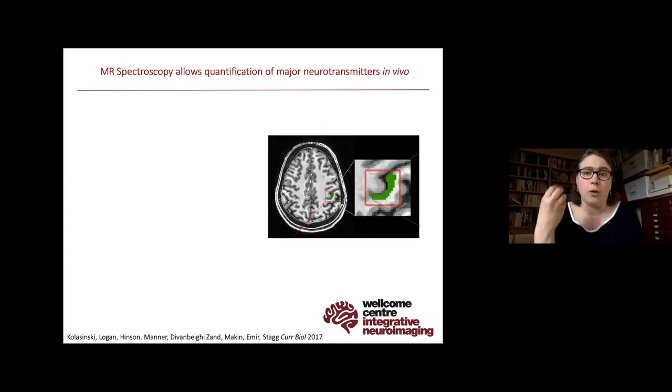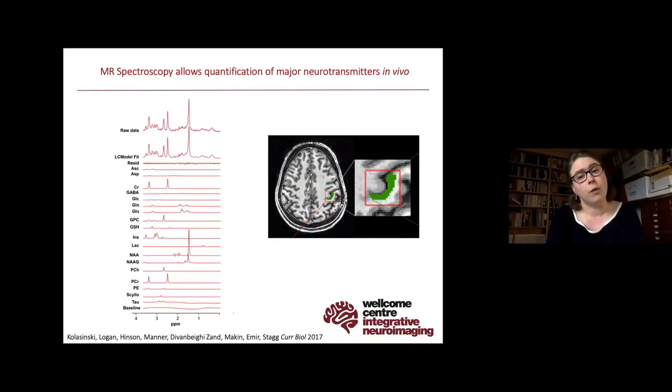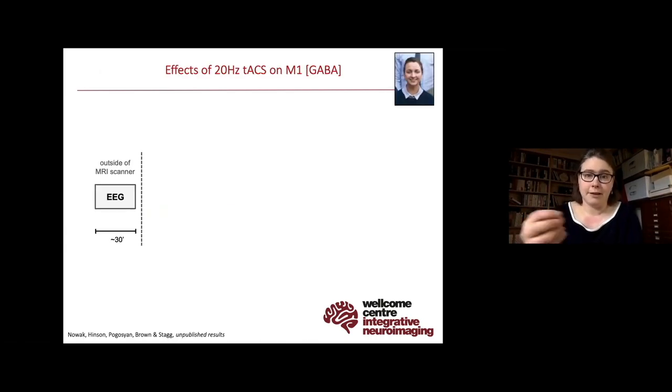So for those of you who aren't familiar with this technique, what we do is we put people in our 7 Tesla magnet in Oxford and we record a signal from a 2 by 2 by 2 centimetre voxel located within the primary motor cortex. If we plot the signal coming back from that area as a function of its frequency, what we see is a characteristic spectrum which allows us to quantify the concentration of a number of neurochemicals, including glutamate and GABA, the major inhibitory neurotransmitter.